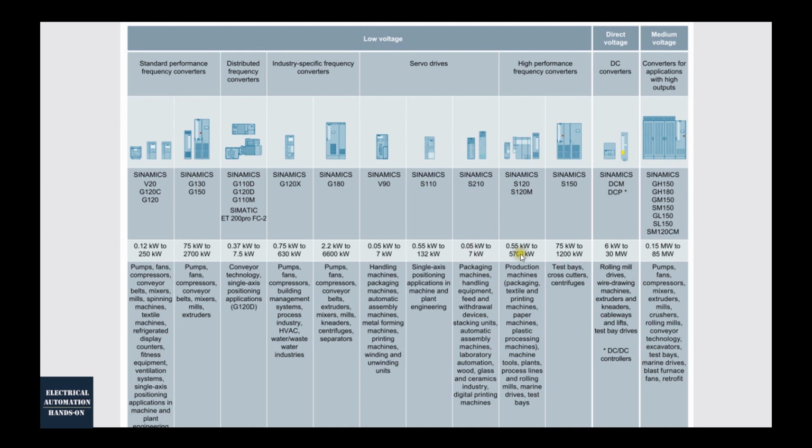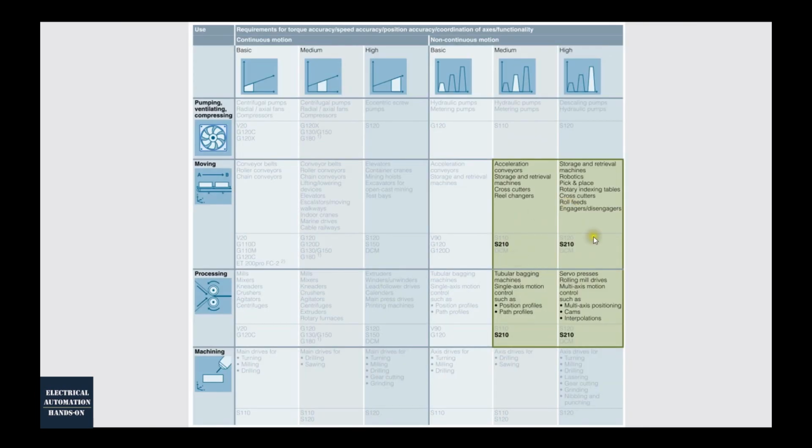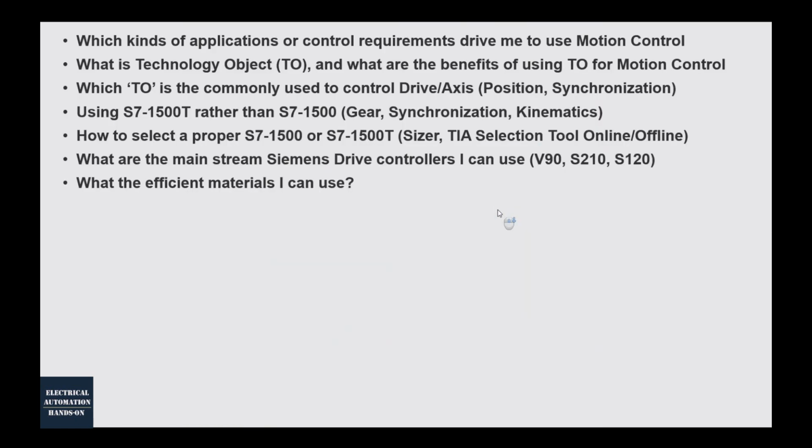If you do need higher power, we probably need to turn to the SINAMICS S120. The Siemens SINAMICS S120 is a very good performance servo control system. Okay, for the common application, the SINAMICS S210 is a very commonly used servo motion controller. So as we can see, the S210 can cover the middle end, even higher-end applications. And we talked about the Siemens motion controller and the Siemens drive controller.